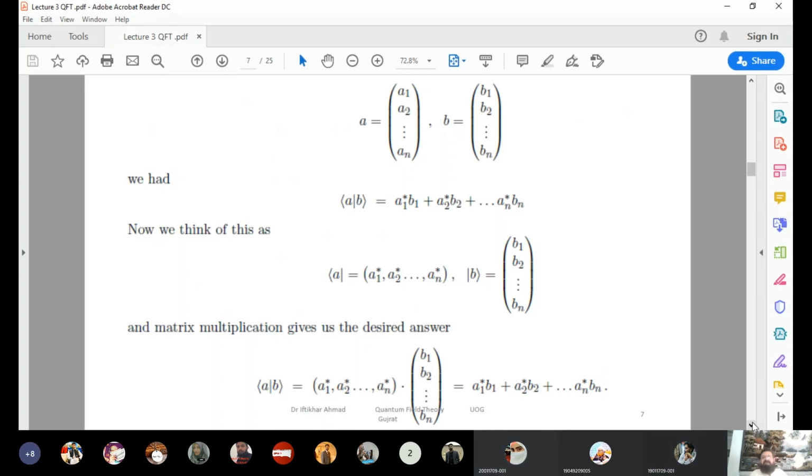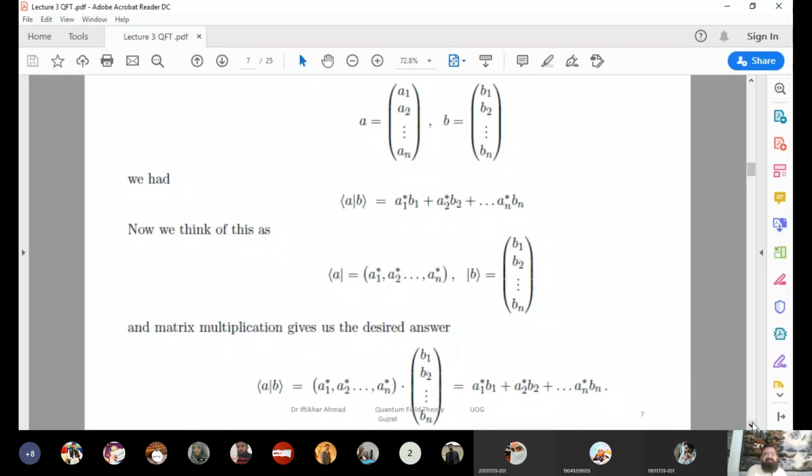If A is a column vector of n-dimensional space and B is a column vector of n-dimensional space, how can you take the inner product of A and B? A dot B, the inner product of A and B, in bra-ket notation is equal to A1 star B1 plus A2 star B2 plus and so on, up to AN star BN.